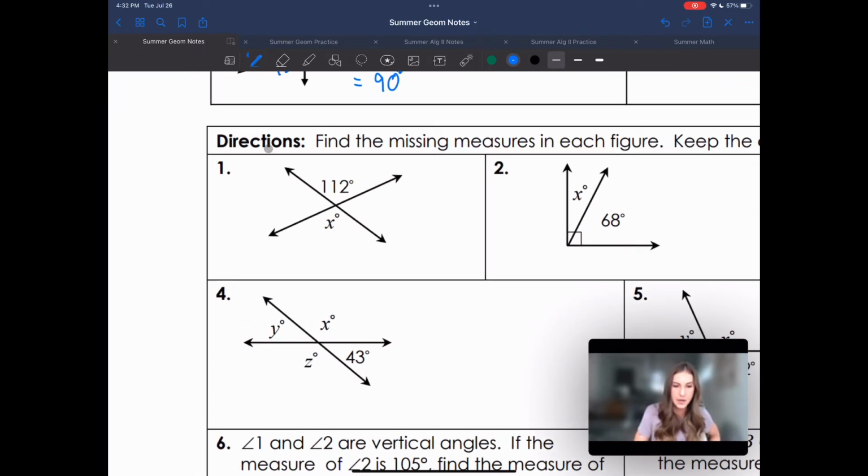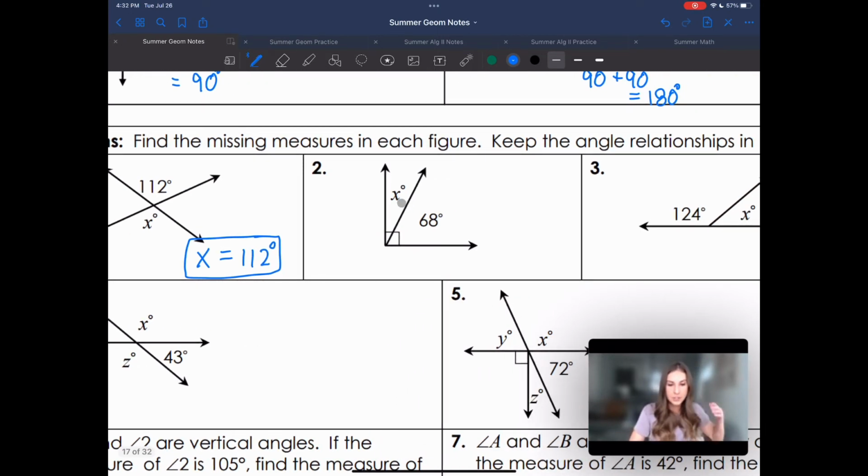So on this one here, we have vertical angles, which means they are congruent. So this is a pretty simple one. X would equal 112 degrees. That's it. Okay, moving on. Number 2, they give me a 90-degree angle. They tell me one part of it is 68 degrees. So we have to find the missing part. So we're really just doing 90 minus 68, which would give us, let's see, 22 degrees. That would be your missing one.